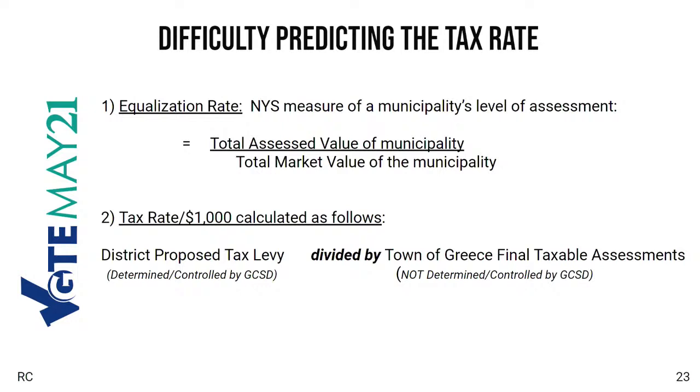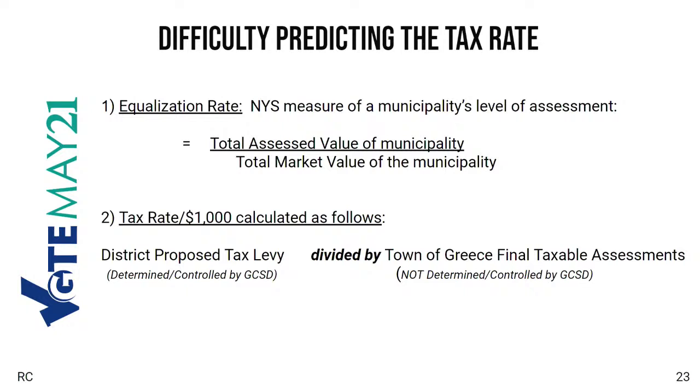The second item I wanted to touch on was the tax rate per thousand. You can see here, it's our levy divided by the taxable assessed value from the town. We control the tax levy. We know it's $125 million. It matches the tax cap. That's not going to change. You divide that by the final taxable assessed value. I have a number from the town, but I don't know that it's going to be the same number come July 1. And if it changes, everybody's rates change.